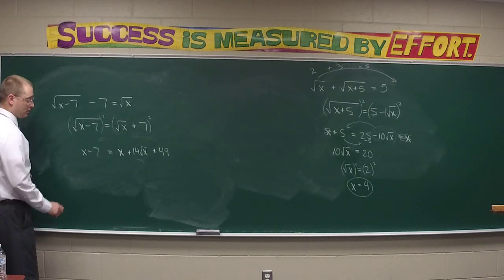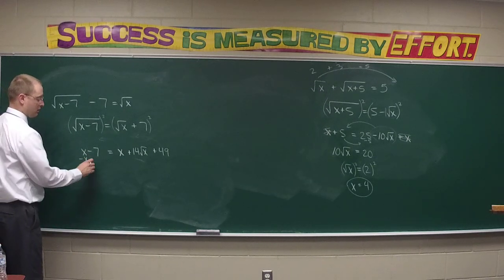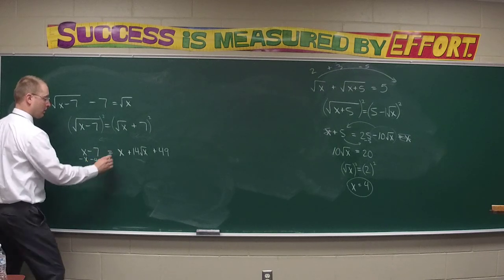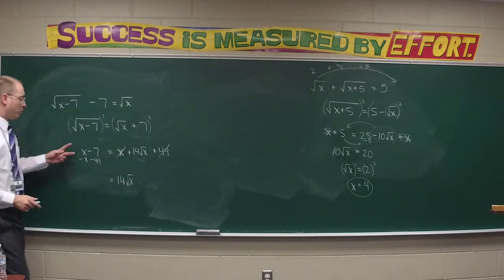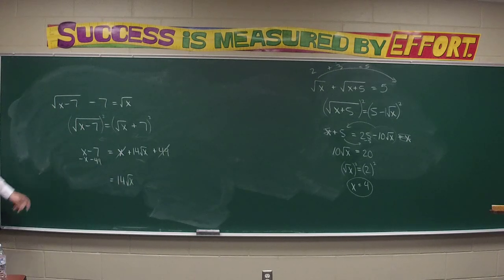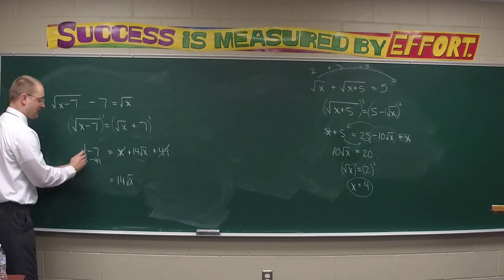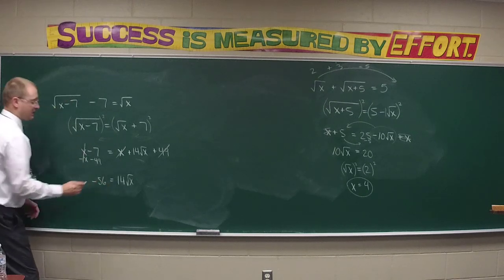So, Genesis? Negative x and pop. Negative 49. All right. And so now my 14 times the square root of x stands alone. What are we left with over here, though, anyone? Negative 56. The x's cancel, so we just get a negative 56.